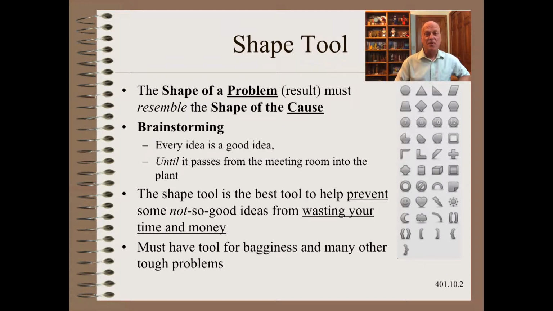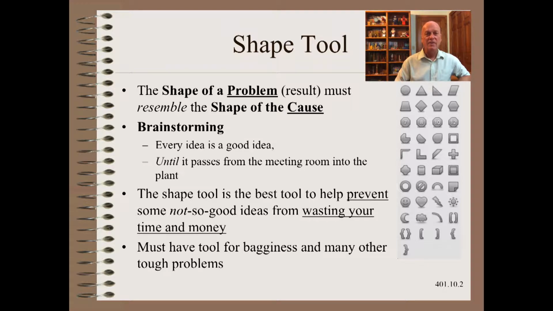The method of the Shape tool is beguilingly easy to state. That is, the shape of the problem must resemble the shape of the cause. Before we begin, let's expand on a technique we discussed in an earlier module. During a brainstorming segment, the first rule is that no critique is allowed to begin with, even if it counters the known laws of physics, such as gravity. The participant is allowed to freely expand on their idea without censure or even comment.